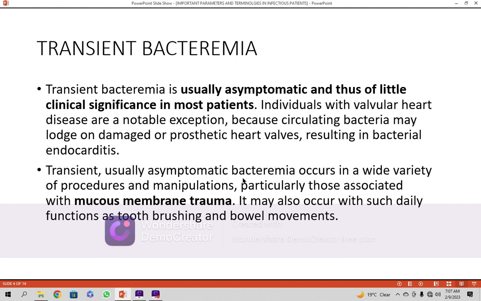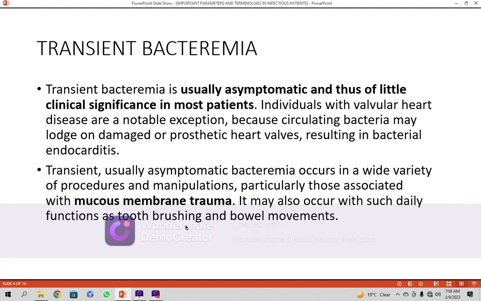Transient, usually asymptomatic bacteremia occurs in a wide variety of procedures and manipulations, for example in the lower urinary tract, or from above with bronchoscopy and other things, resulting in mucous membrane trauma, which means that this defense is gone and the third defense is operating now. And the third defense was not able to tackle it. It may also occur with such daily functions as toothbrushing and bowel movements. Wear and tear is actually a part of life, and bacteria enter into it as a transient bacteremia.